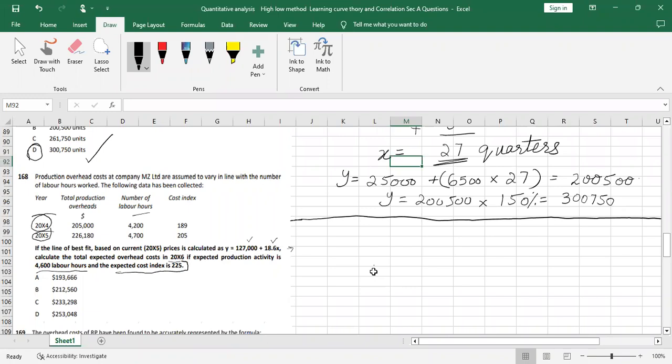So once again here we will perform two workings. First we will calculate y, which is the total overheads, and then we will adjust the value of indexation in the total overhead. So solve first of all y is equal to 127,000, which is the fixed overheads, plus 18.6, the variable overheads per unit, multiplied with your activity level for 20x6, which is 4,600. So can you calculate what would be the total value of overheads?